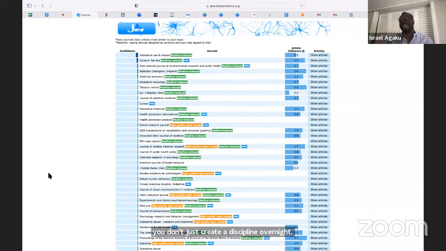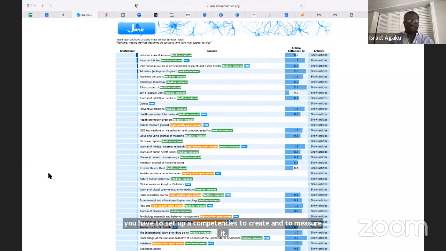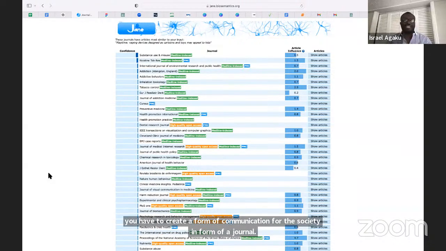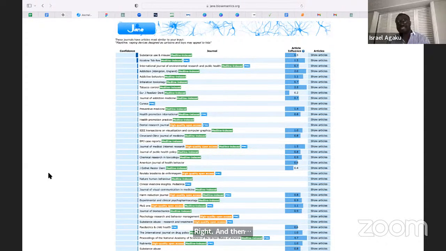You have to form a society. Then you have to set up competencies to create and to measure it. Then you have to create a form of communication for the society in the form of a journal, right? And then standards and all of those things. How will the society be financially independent? How will it do? Those are things that don't just happen overnight.